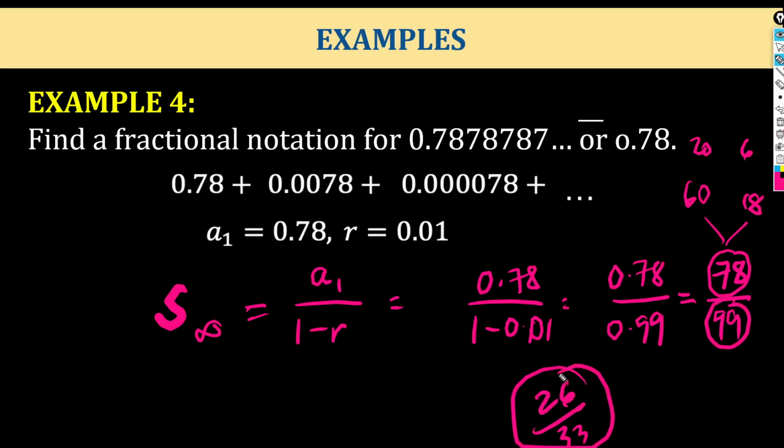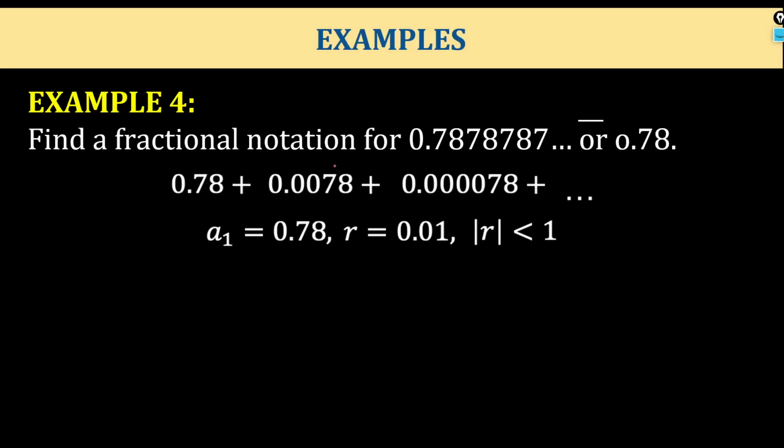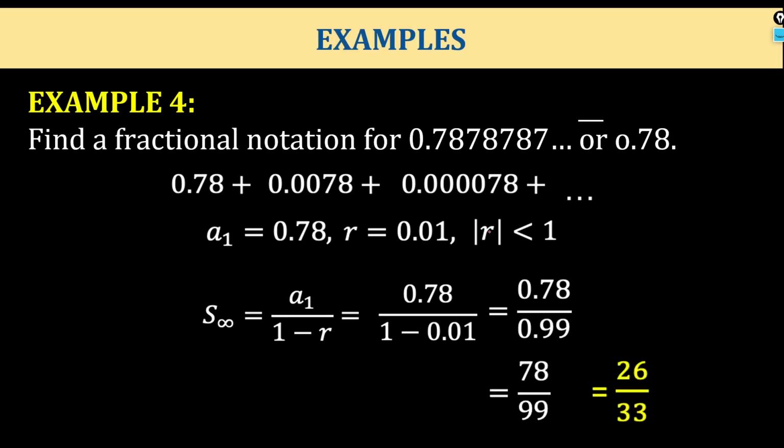O ha? O di ba? May fractional equivalent yung ating non-terminating but repeating decimal. Try nyo, calculator. 26 divided by 33. Anong lalabas sa'yo? Dapat 0.787878787878. O, di ba? Elegant. So, it's 26 over 33, the fractional equivalent of this non-terminating and repeating decimal. There you go. O, tama. 26 over 33. Okay? Pause.